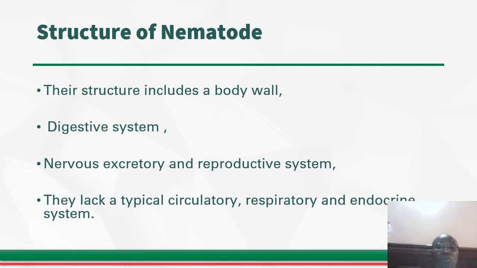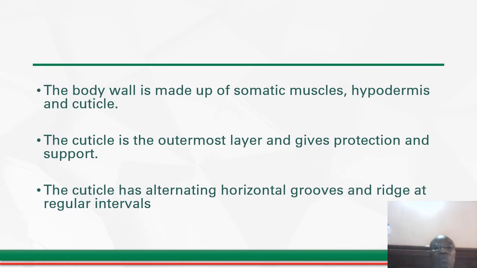body structure. The body wall is made up of somatic muscles, hypodermis, and they have cuticle. And of course, this cuticle is the outermost layer, and it is the one that gives the nematode protection and support. Then the cuticle has alternating horizontal grooves and ridges at regular intervals for support.